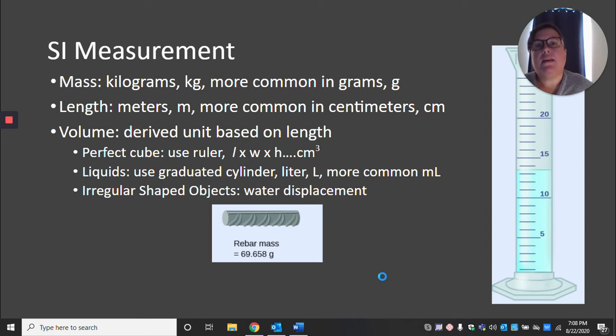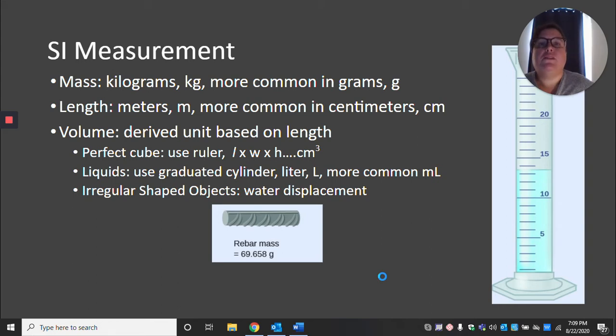You can estimate the length of a meter by the width of a standard doorway. So a lot of times we also talk about centimeters because that's more roughly like the size of going from your first knuckle to your second knuckle on your finger.